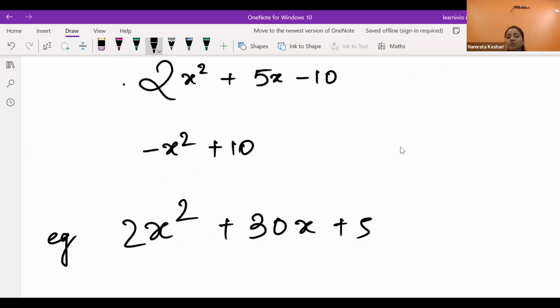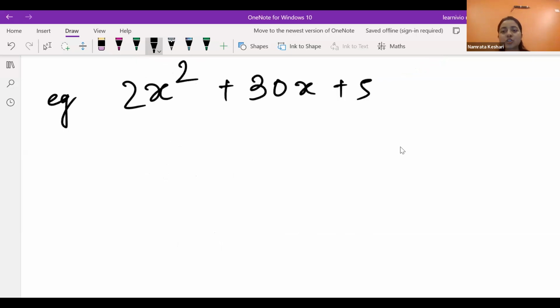If I write 2x square plus 30x plus 5, and after giving this polynomial I ask the last one, what is coefficient of x cube over here? Can you see any x cube? No. So the coefficient will be 0.